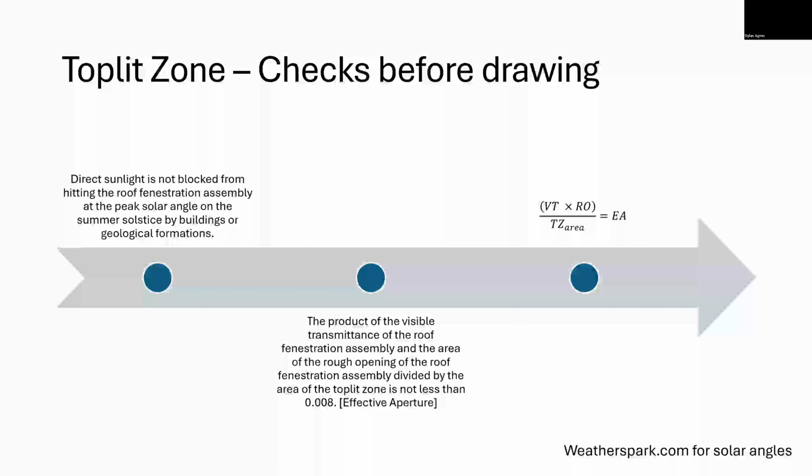And then some checks to do before you start drawing though. Direct sunlight is not blocked from hitting the roof fenestration assembly at peak solar angle on the summer solstice by buildings or geological formations. So similar to our side-lit zone, but we're just concerned about how light is hitting our roof plane. The product of the visible transmission of the roof fenestration assembly and the area of the roof opening of the roof fenestration assembly divided by the area of the top-lit zone is not less than 0.008 for our effective aperture. So basically VT times RO divided by TZ area will give us our effective aperture. You honestly have to try to not be in compliance with that.